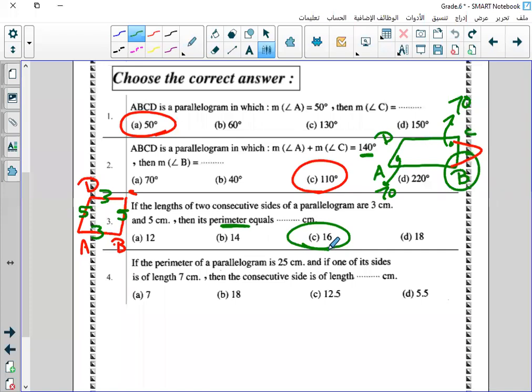Number 4. If the perimeter of a parallelogram is 25 and one of its sides is of length 7, then the consecutive side is of length what? Who can answer number 4?